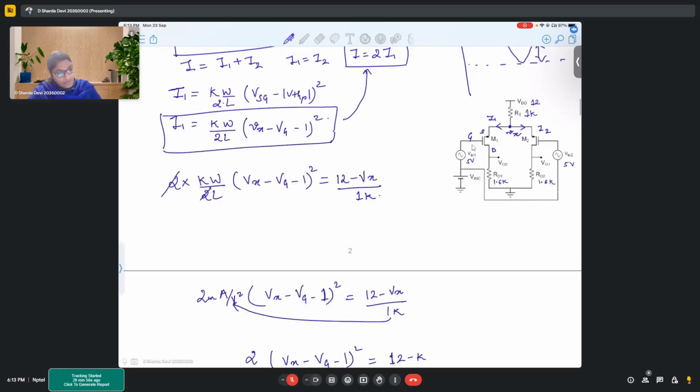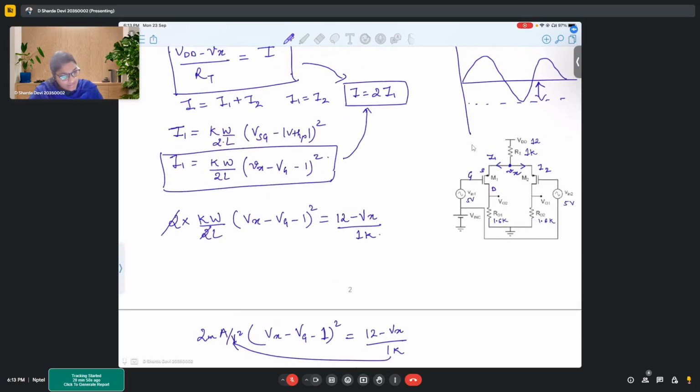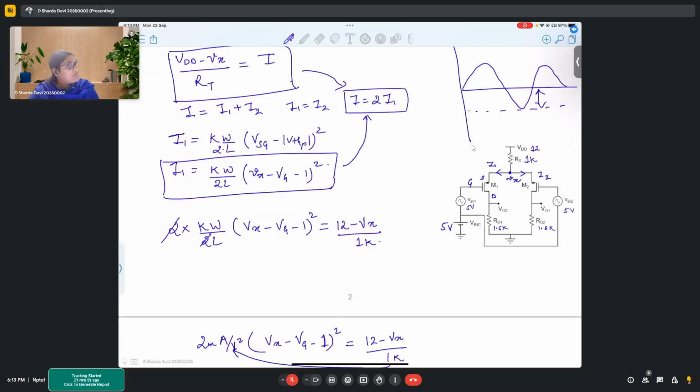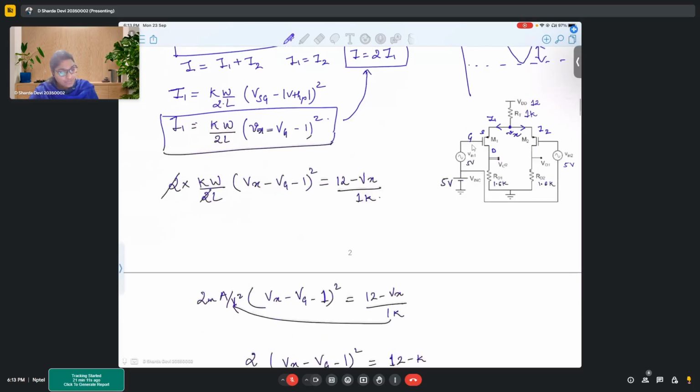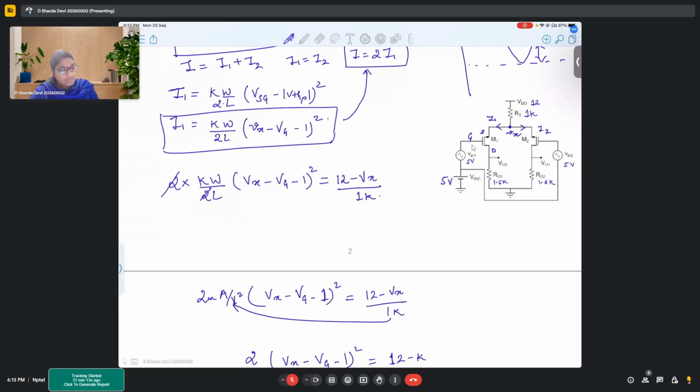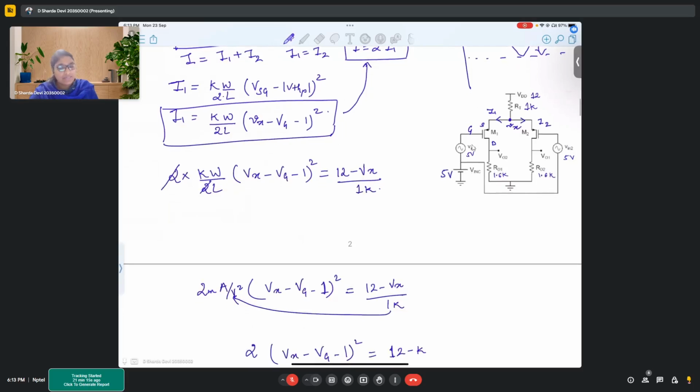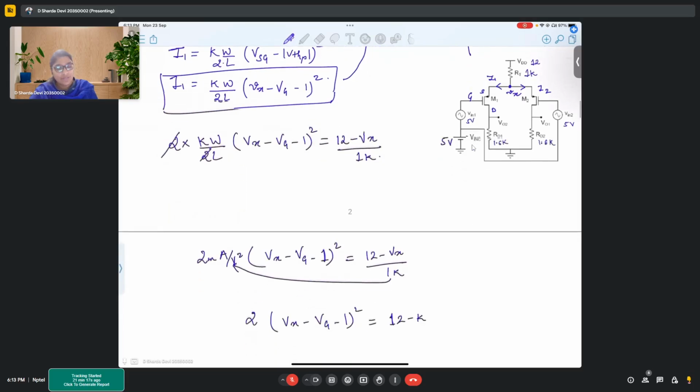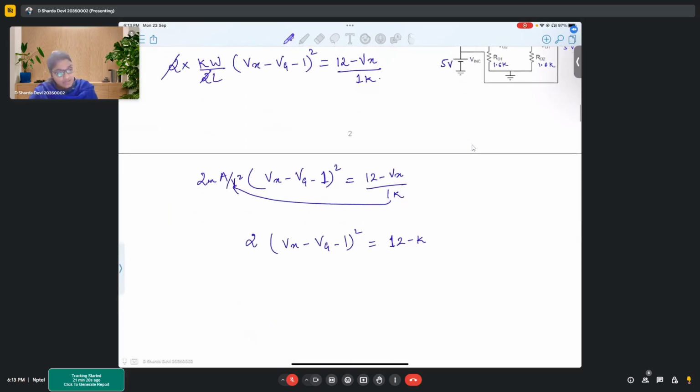Now from here, this V_INCM, that is the common mode voltage, is given as 5 volts. If there is no signal present, then too your VG will be 5 volts. Without any signal, you will still have 5 volts of common mode voltage. So we will use VG as 5 volts.